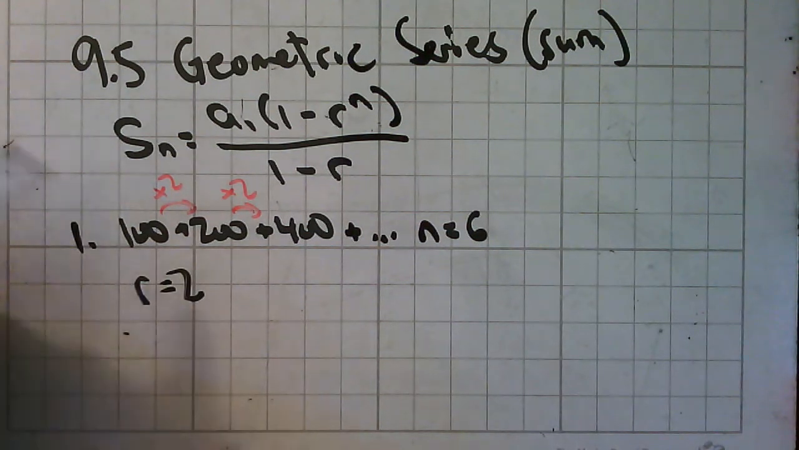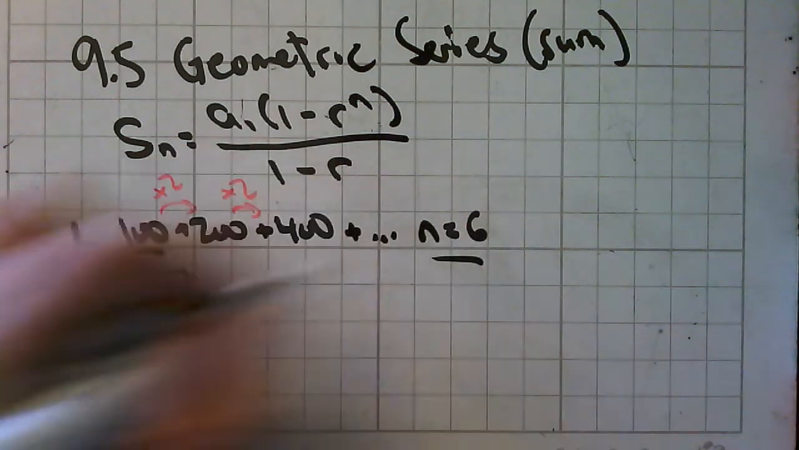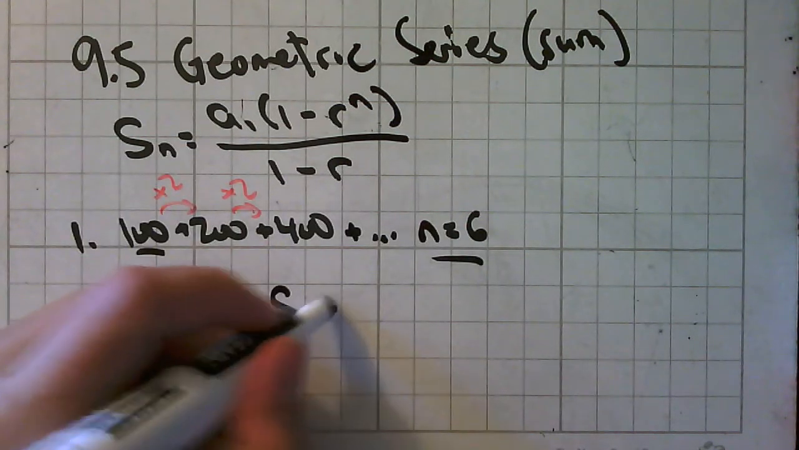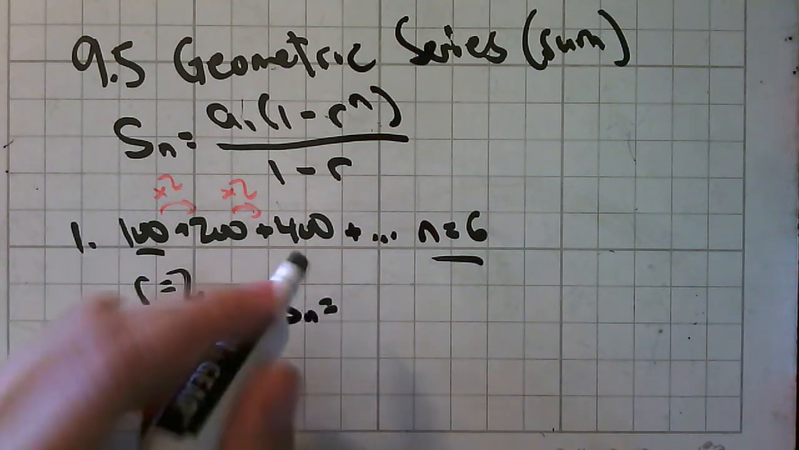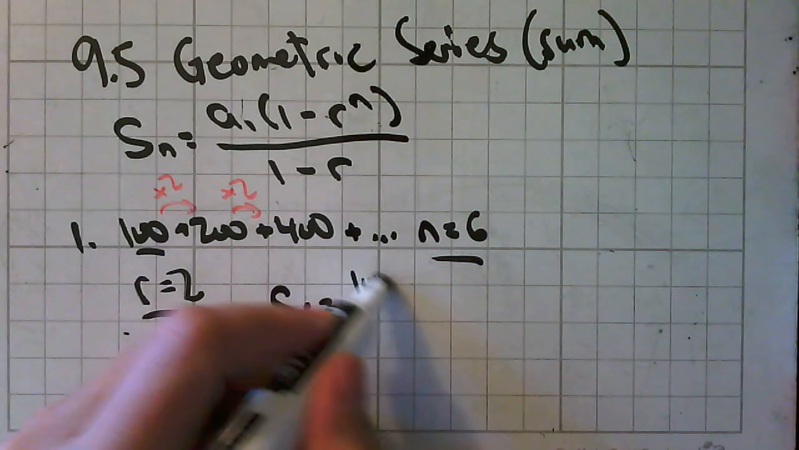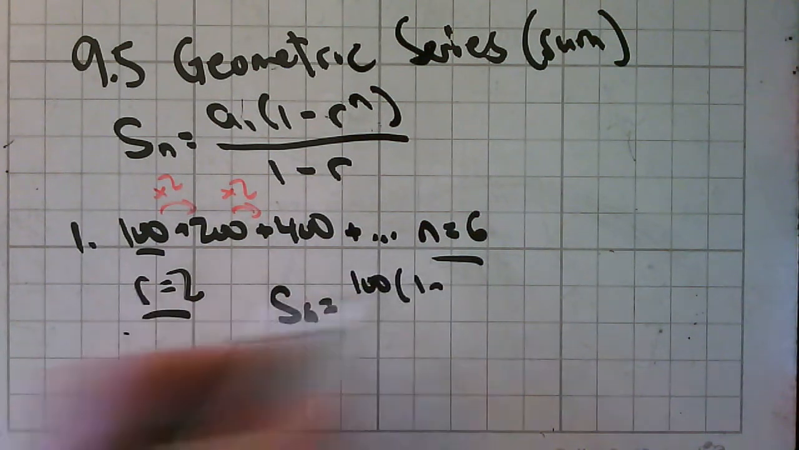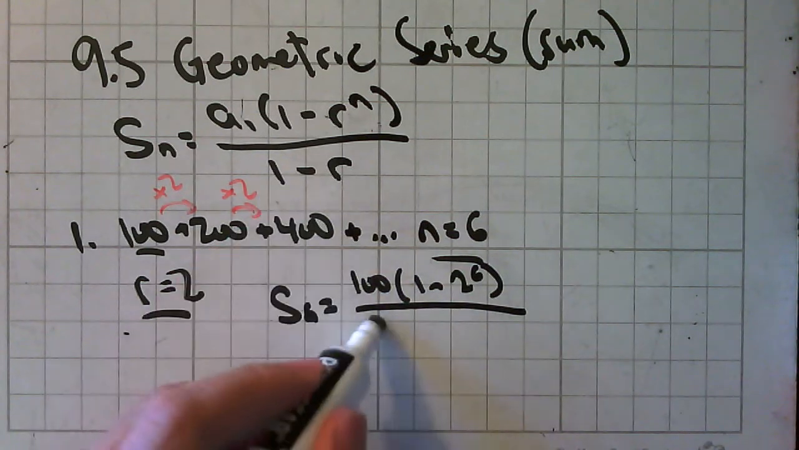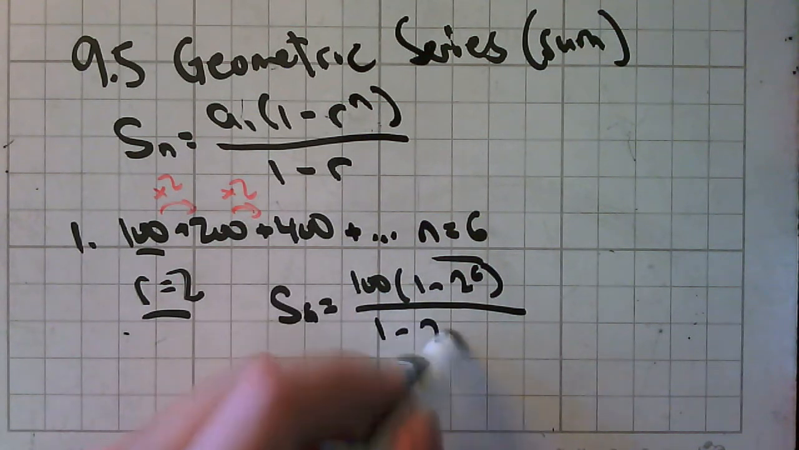Okay, now we have everything we need. We have a1 here, we have n equals 6, we have r equals 2. We're going to plug it in. So our sum for 6 terms, I guess that should be an S6. First term is 100, times 1 minus 2 to the 6th over 1 minus 2.